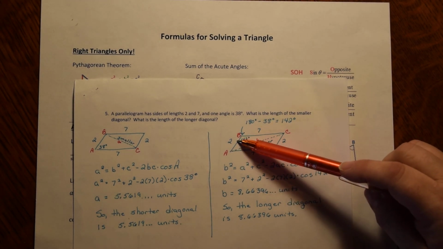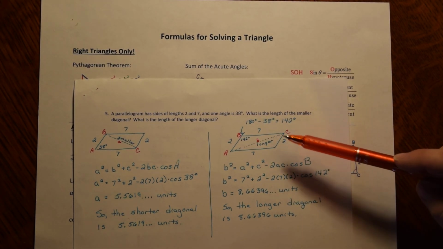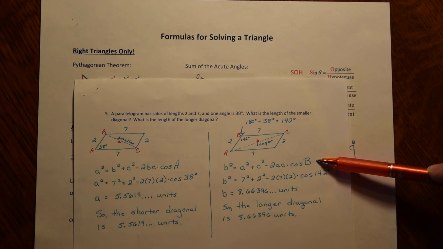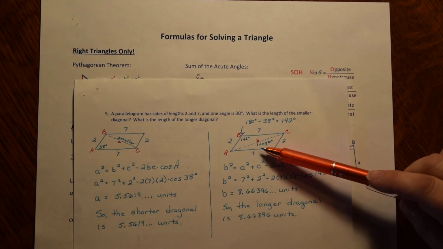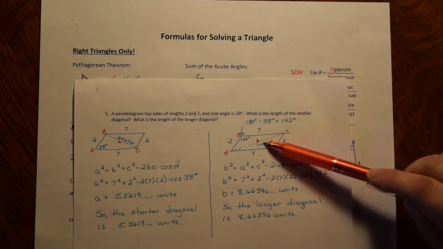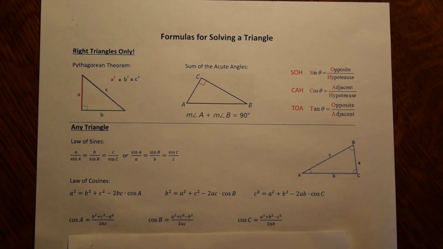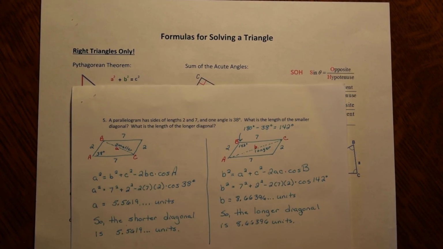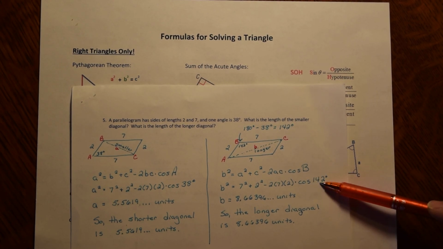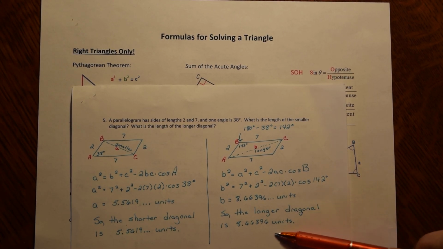So now we have side, angle, side. We can use the law of cosines, and because of the way I labeled my points, this diagonal would be side B. So we would use this form of the law of cosines. And so plug in the numbers, and I found that the longer diagonal is 8.66396 and so on units, whatever the units are. Okay, so that takes care of problem 5.